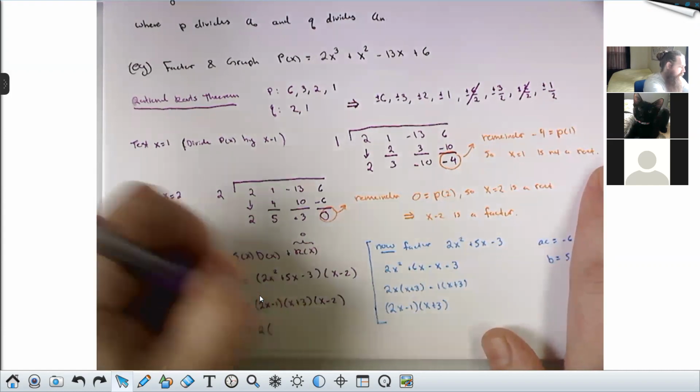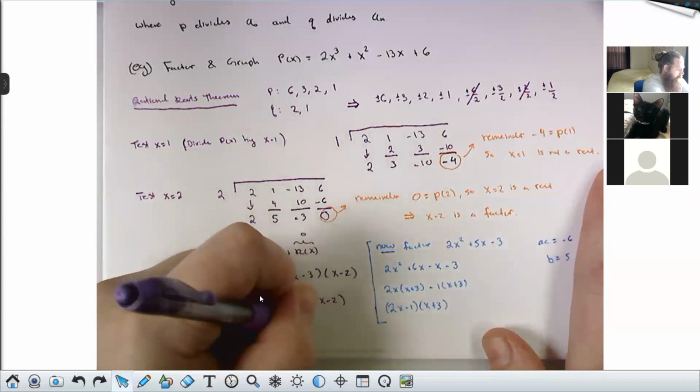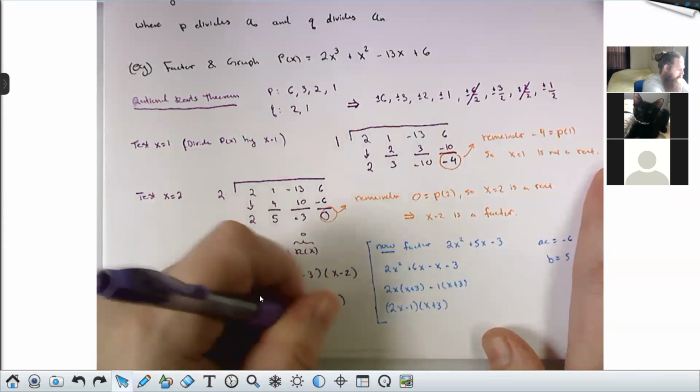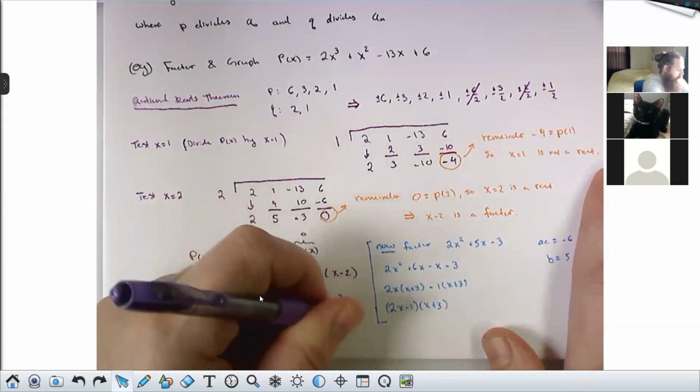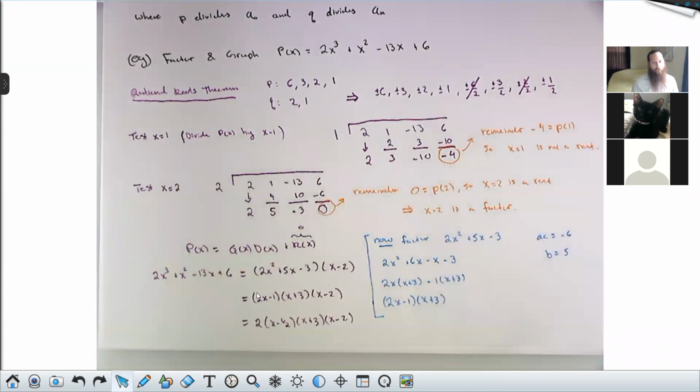So if I force factor out that 2, I get x minus 1/2 times x plus 3 times x minus 2. And now this is really in that fully factored form, although I would accept either of the two bottom things as your answer. Any questions on what we did here, how we arrive at this bottom purple line?